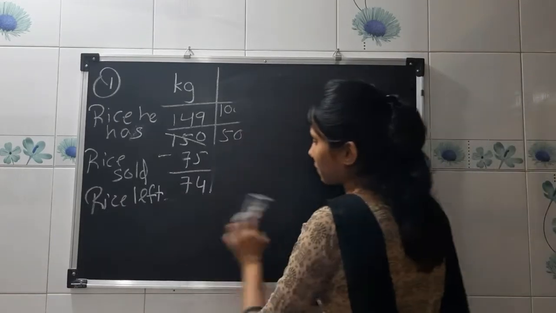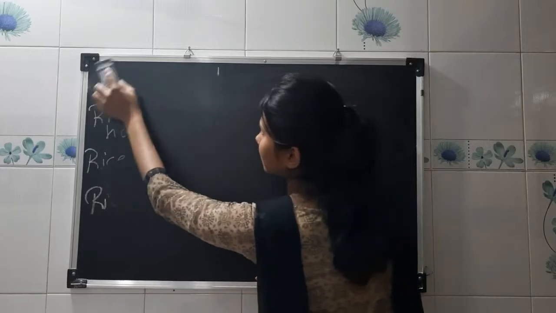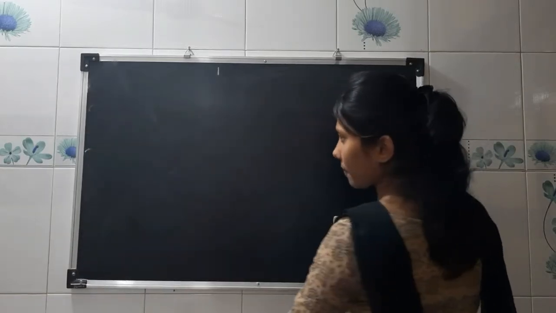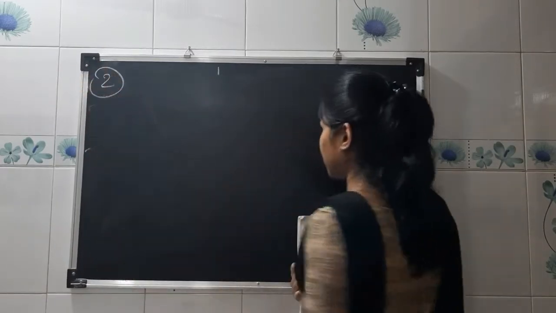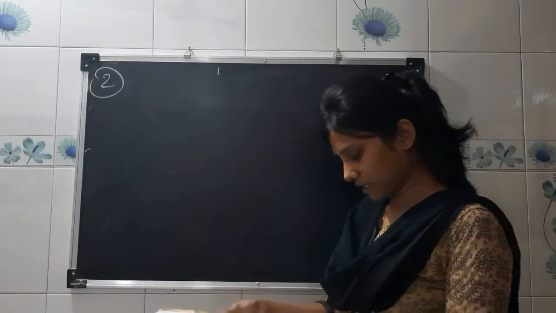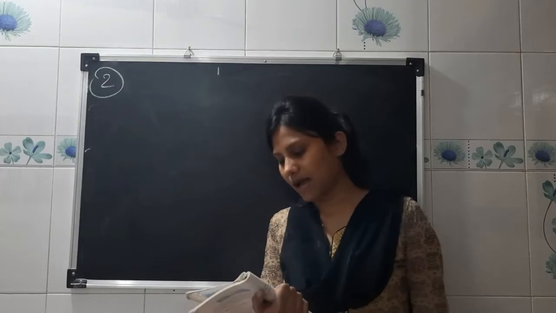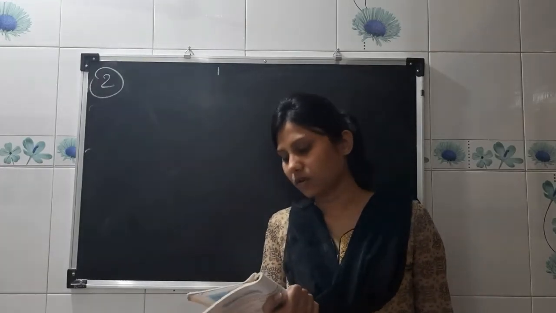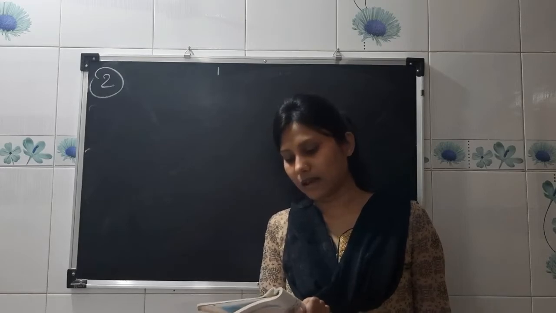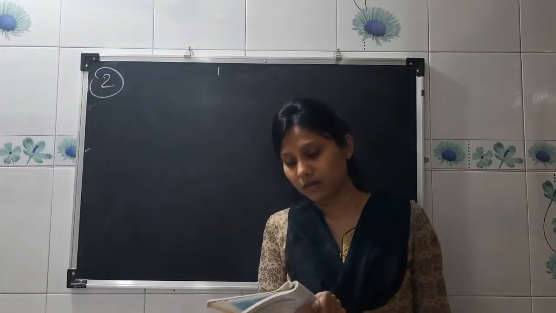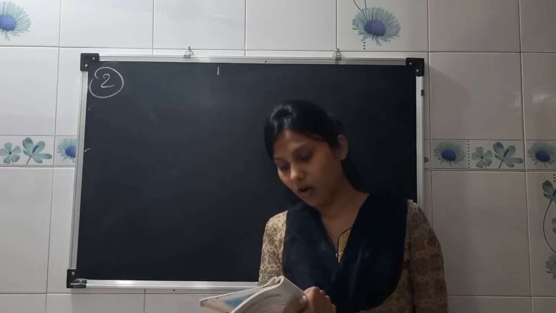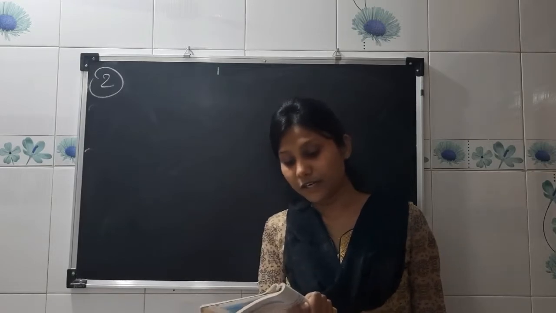Next. Okay, come to page number 65, second example. A can of milk has 20 liters 450 milliliters of milk. Another can has 18 liters 800 milliliters of milk. How much milk is there in two cans altogether?